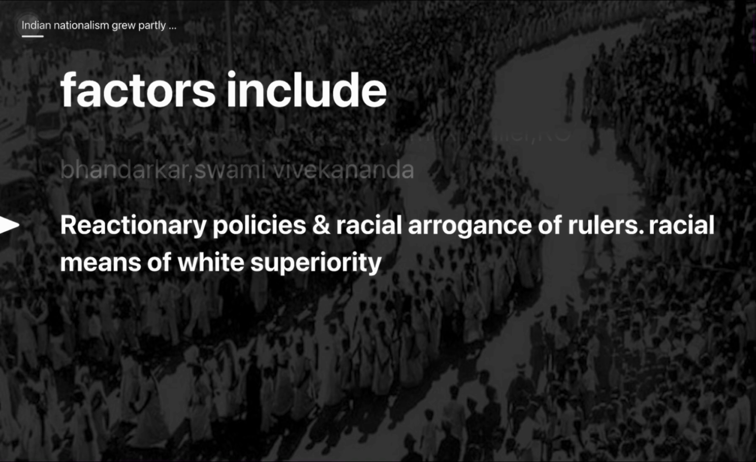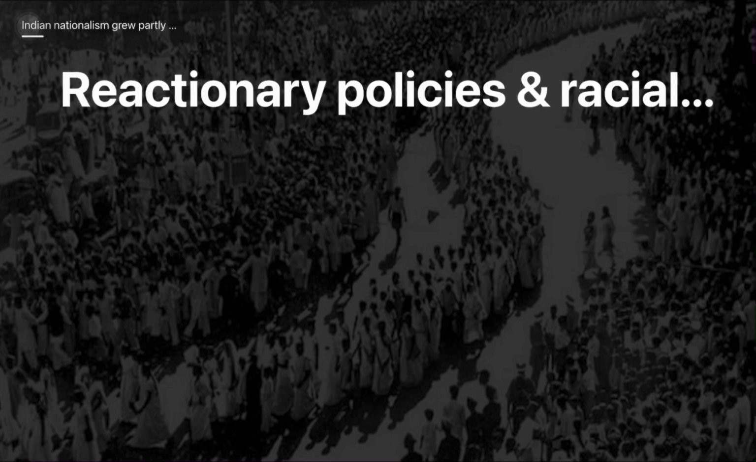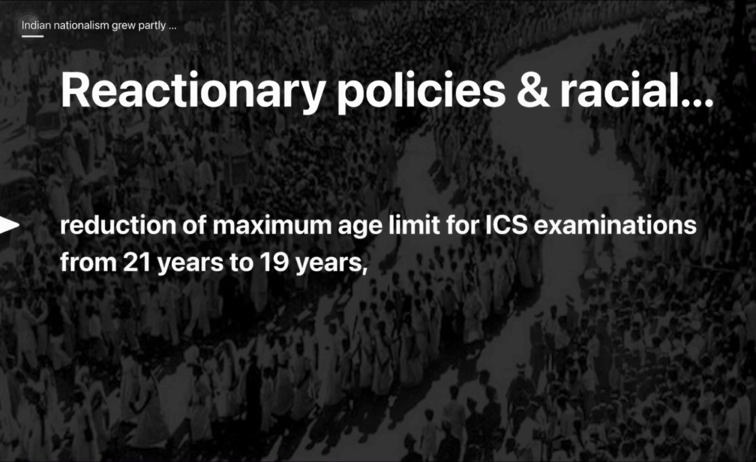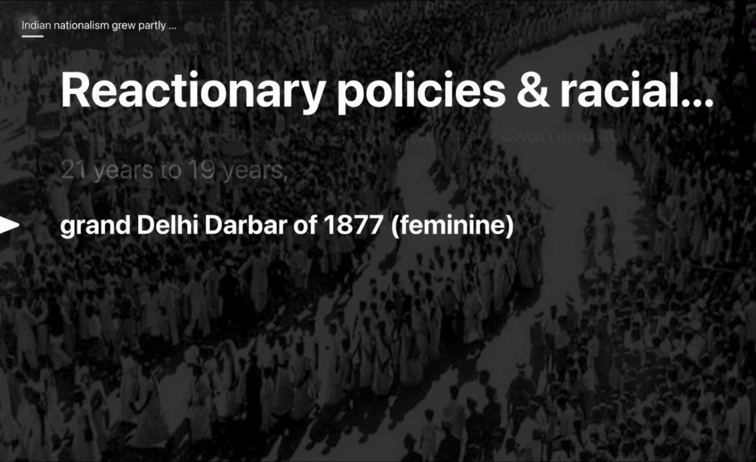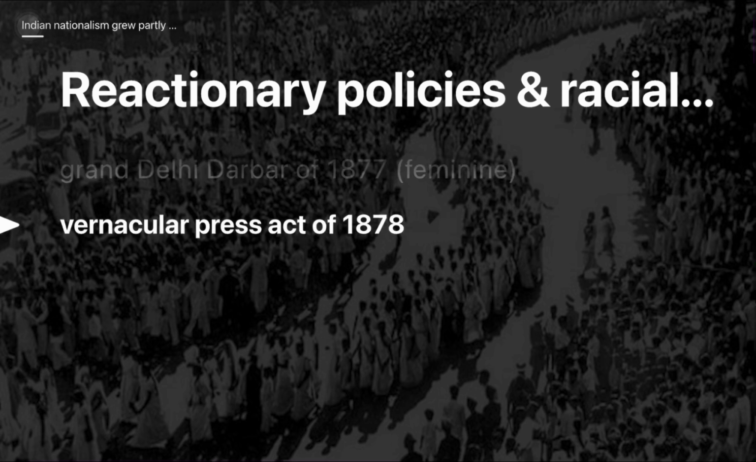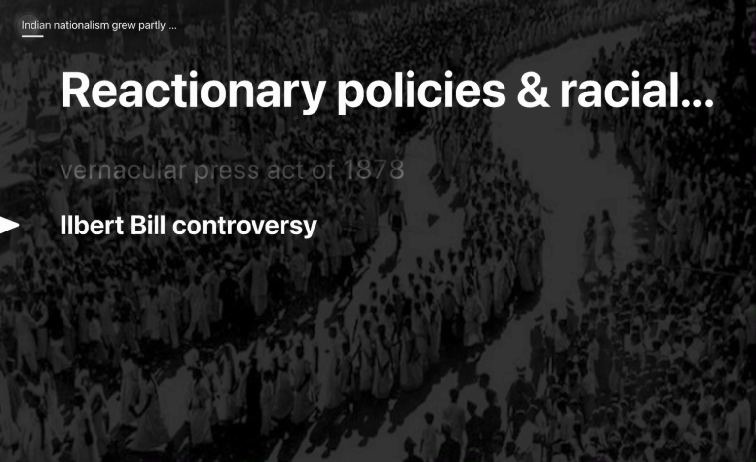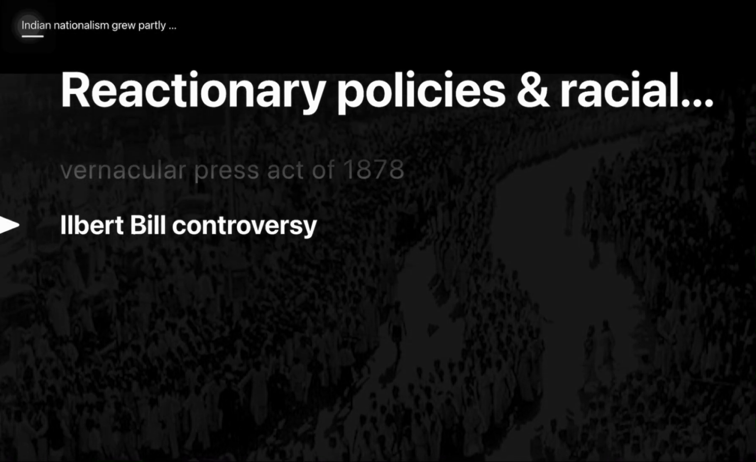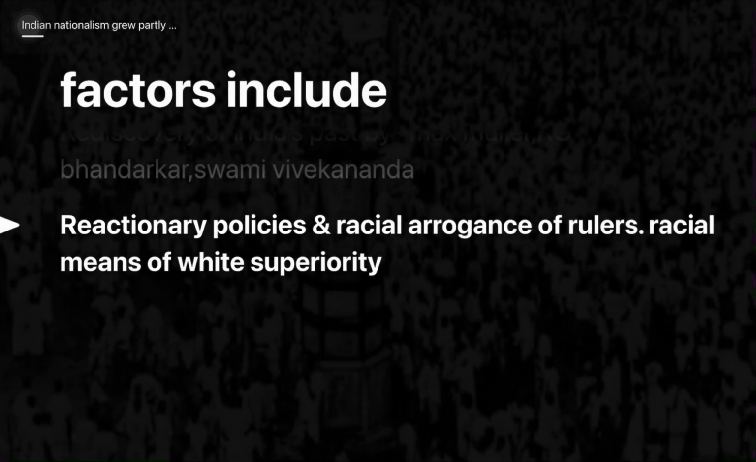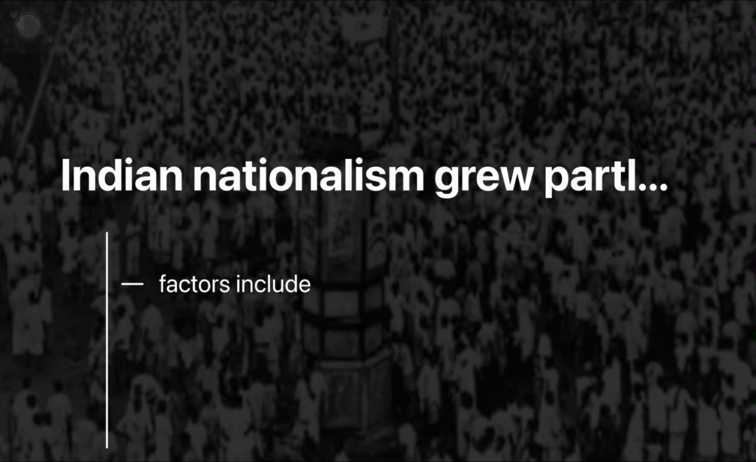Reactionary policies and racial arrogance of the rulers, their racial sense of white superiority, that is, the reduction of the maximum age limit for ICS examinations from 21 years to 19 years, the organization of the Grand Delhi Darbar of 1877 in spite of famine, the Vernacular Press Act of 1878 and the Arms Act, and the Ilbert Bill controversy. The controversy was whether an Indian judge could now try Europeans. So Europeans were against the Ilbert Bill and Indian nationalists were supporting it. These were the factors because of which Indian nationalism grew.